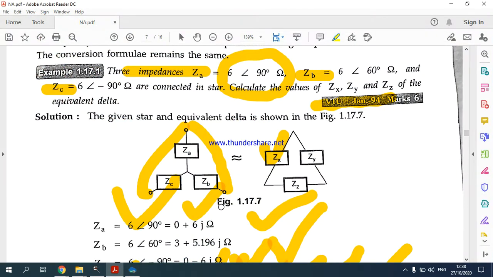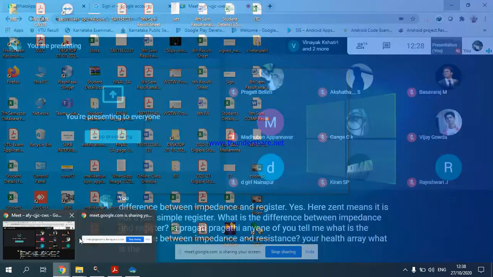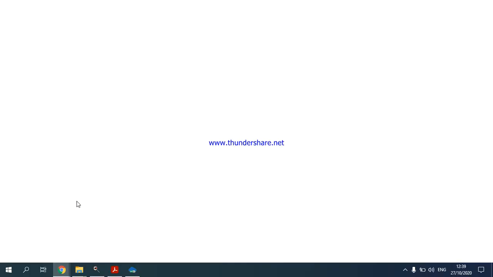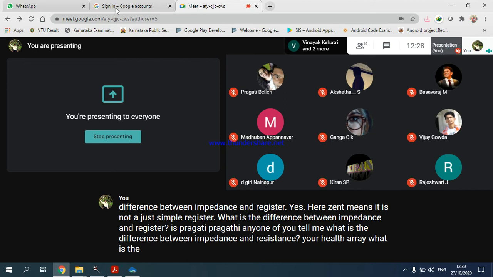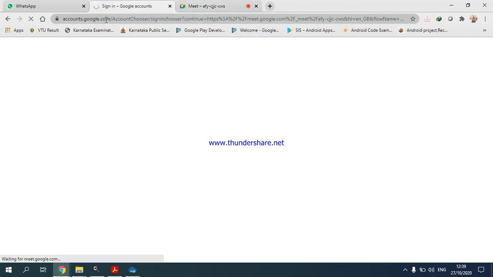Conversion of polar form to rectangular form. There you are not understanding, right? How you can convert it. Yes. Using your calculator, you can convert that polar form into rectangular form. Okay, I will tell you how you can convert that.